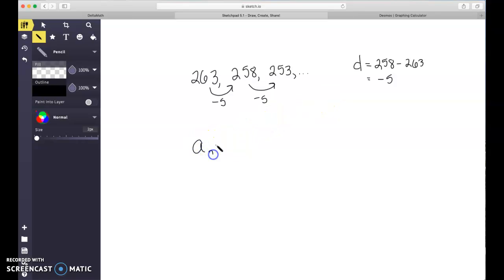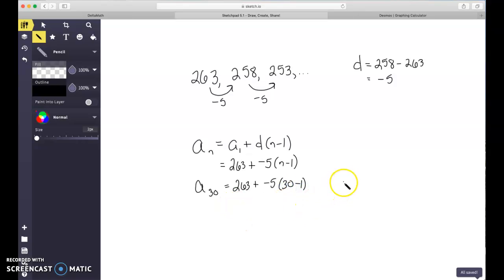If we remember, our arithmetic explicit formula is a sub n equals a sub 1 plus d times n minus 1. So we're just plugging in. Our first term is 263. Our common difference is -5, and then we've got our n minus 1 in there. And they wanted us to find the 30th term. So 263 plus -5 times 30 minus 1.